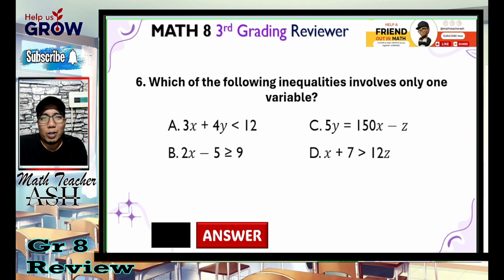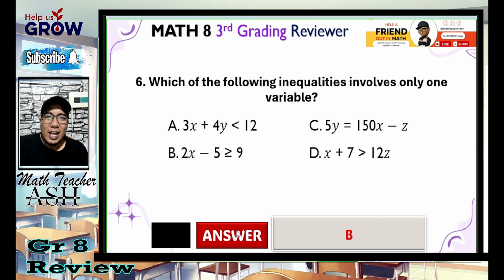Okay, my dear math learners, this question is very easy. Why? Because we need to find from the given options one variable. And when we are talking about variable, this represents letter. So, among the 4 choices here, only letter B has one variable and that is x. So, therefore, the correct answer for this question is letter B. Let's check.